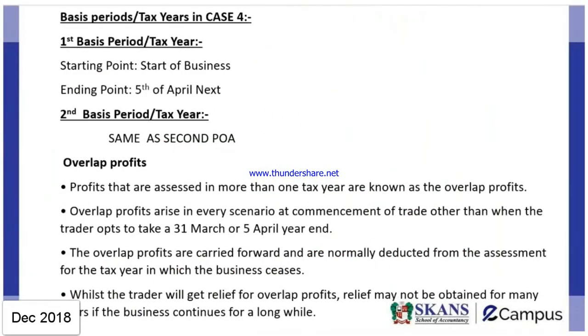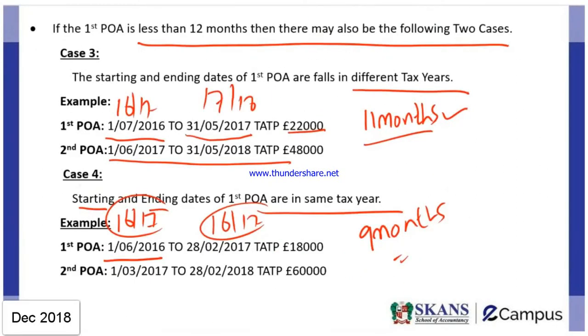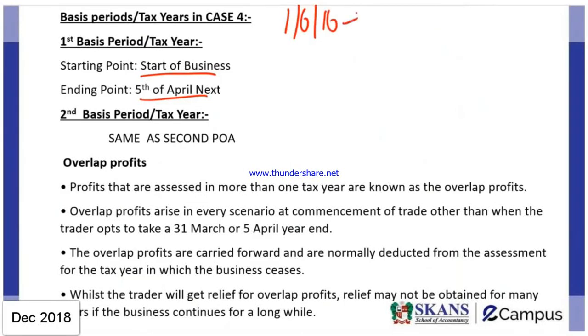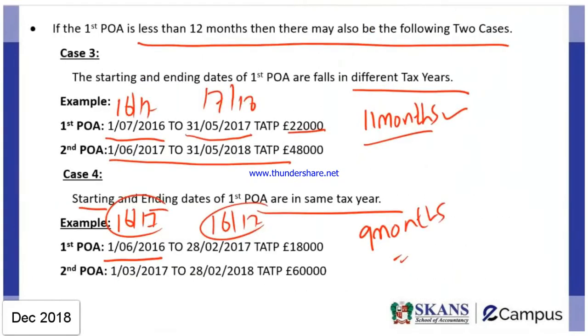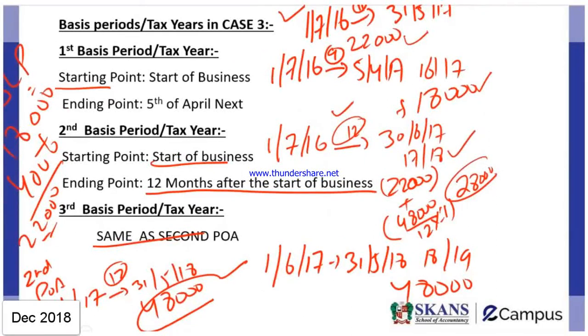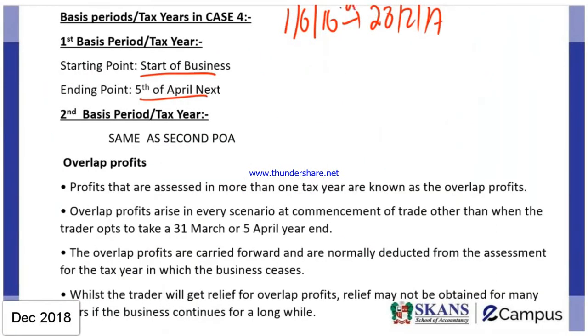Now case 4, the last case in the opening year rules. The first basis period in every case is the same: start of business up to 5th of April next. As far as our example of case 4 is concerned, it is from June 16 to February 17. It is of 9 months, profit 18,000.